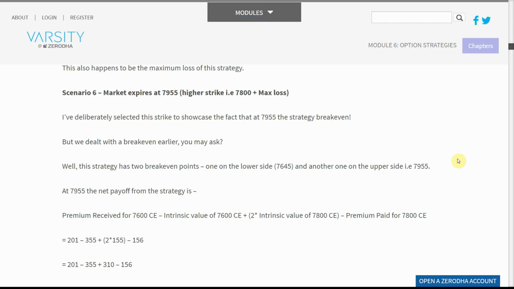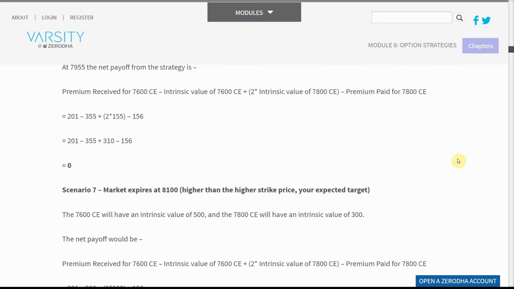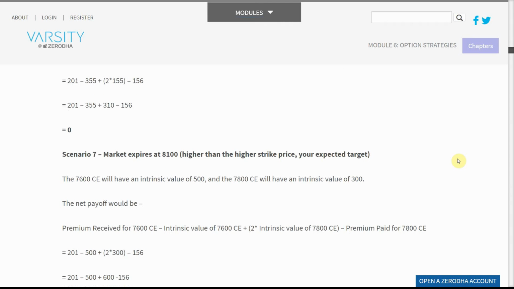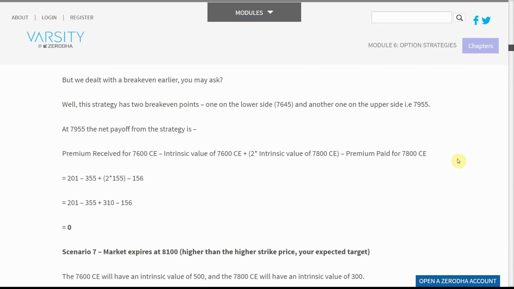7,955. At 7,955, the net payoff from the strategy is premium received for 7600 CE, minus intrinsic value of 7600 CE, plus 2 asterisk intrinsic value of 7800 CE, minus premium paid for 7800 CE, equals 201 - 355 + 2 * 155 - 156, equals 201 - 355 + 310 - 156 equals 0. Scenario 7: market expires at 8,100, higher than the higher strike price.